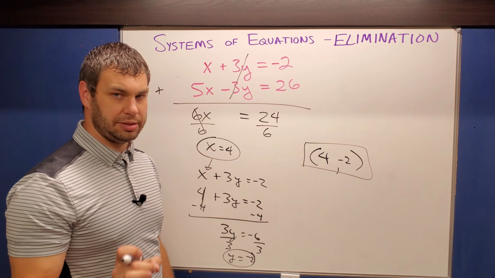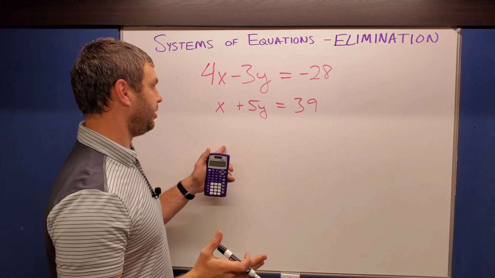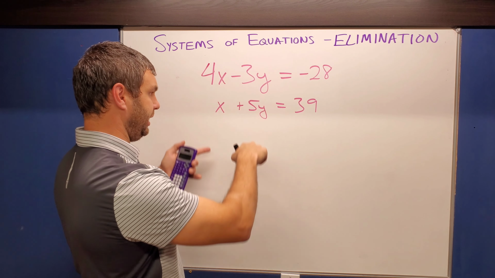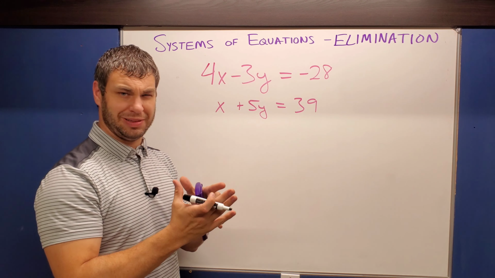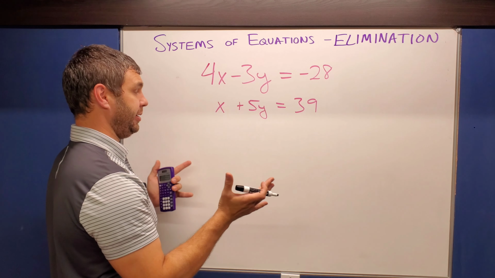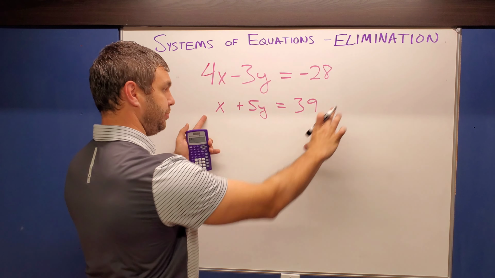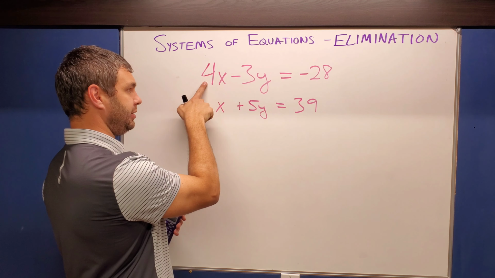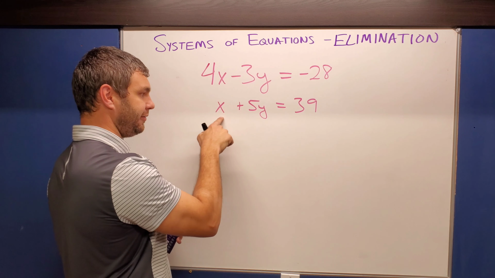Let's try one that's a little bit harder. Like I said, this one's a little bit harder because if you look at it, there's nothing that's going to eliminate right away. We would need one number to be the same and one to be positive and one to be negative. Here, that's not happening. What we could do is manipulate this bottom one so that it would eliminate. Here, this was a positive 4x, and I would need this to be a negative 4x.